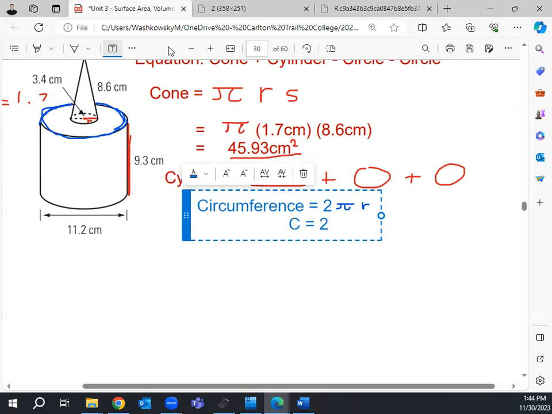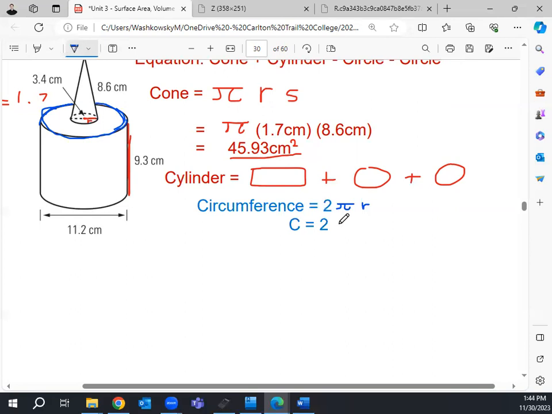So C is going to be equal to 2 times pi. Now, what's the radius? Do you think 11.2 is the whole thing, right? Radius is half of that. So it's going to be 5.6. Really important that you understand where this 5.6 came from. I haven't written it down anywhere. I'm taking a shortcut. That 5.6 centimeters is half of this thing. It's half of that diameter.